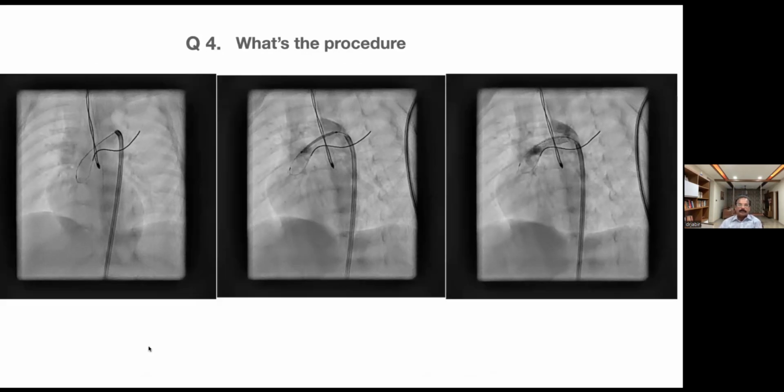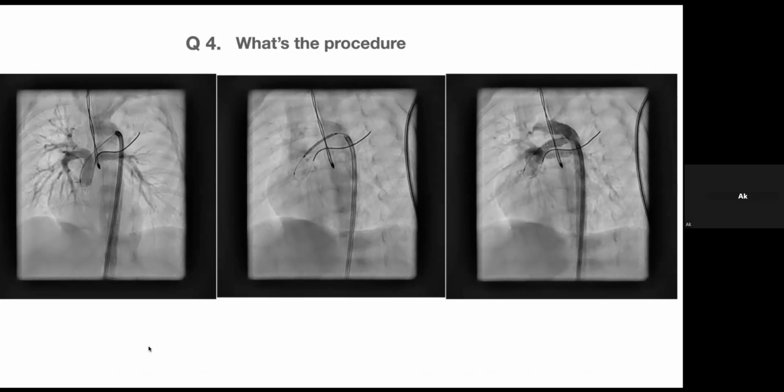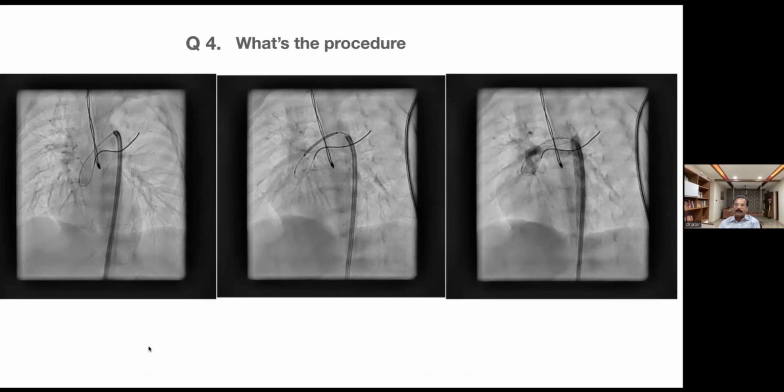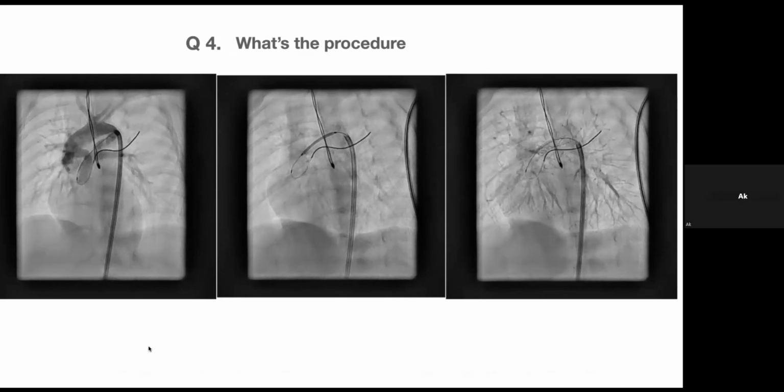And the procedure, this is a ductus being stented. Normally we close the ductus, sometimes we keep the ductus patent in any situations where it is a duct dependent circulation. This is a previous painting.